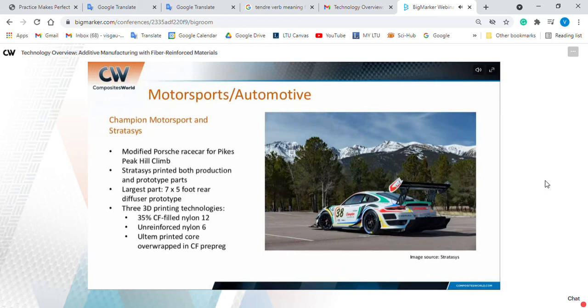One example here is Champion Motorsport, which is a racing company who recently teamed up with Stratasys, which is a 3D printing company, on aerodynamic components for the modified Porsche race car you see here, which competed in this year's Pikes Peak Hill Climb in Colorado a few weeks ago. So Stratasys printed for this more than a dozen parts on the vehicle using 3 different technologies.